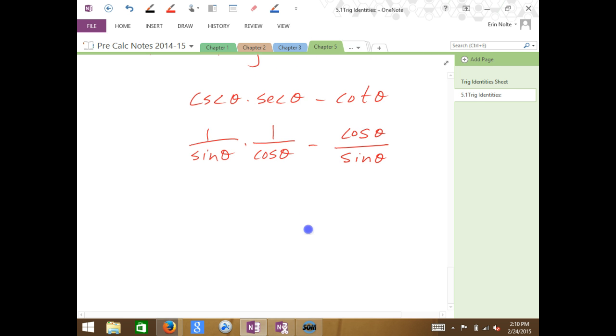Now here comes the part where I play with fractions. This part requires understanding of fractions. On this first little term I have 1 over sine times 1 over cosine. If I just squeeze that together, that would just be 1 over sine times cosine.